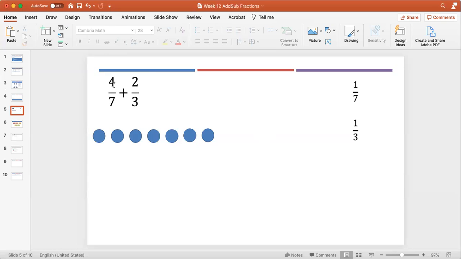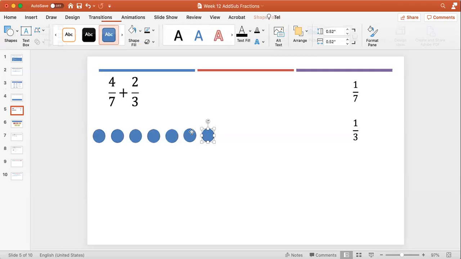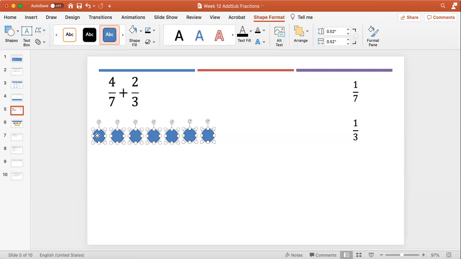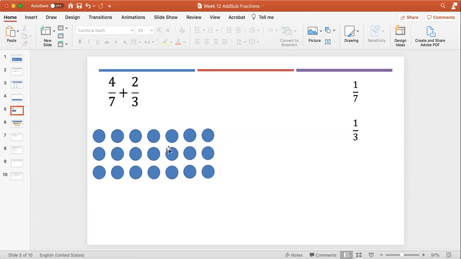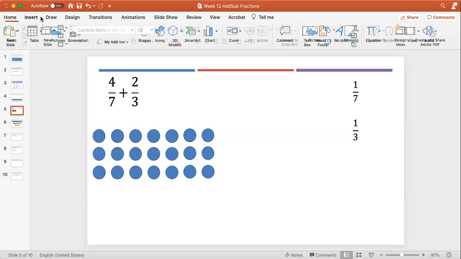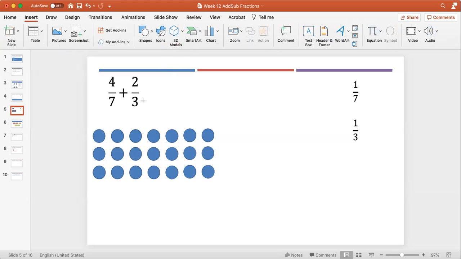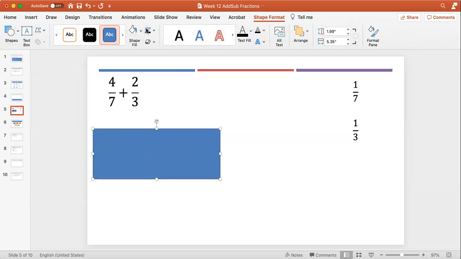But since we want to show both sevenths and thirds in one whole, we need to define one set as such. So we can take this row and copy and paste it 3 times. Why would we want to do that? So pause and ask yourself that. Why would we want to take one row of 7 and then copy and paste it so we have 3 of them? How then does this whole right here show sevenths and thirds? And then what is 1/7 and what is 1/3?